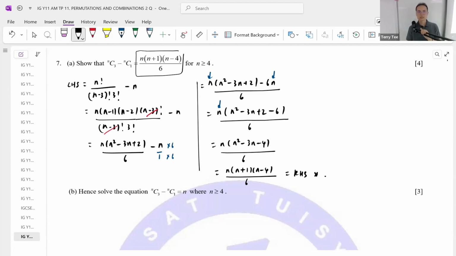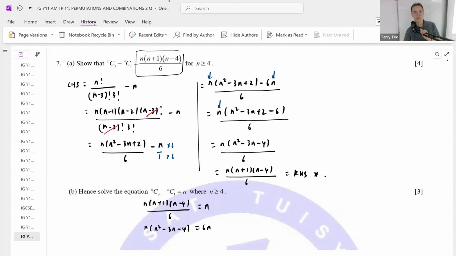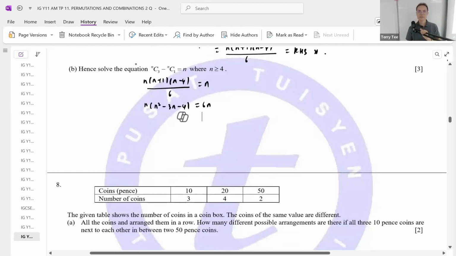Now, question say, this whole thing is now equals to n. So we can just copy n plus 1, n minus 4 over 6. Over 6, not 6 factorial. It is now equals to n. Now, the thing is, if you multiply over, what do you get? This is a bit long. Okay, I have to expand this again. Again, n squared minus 3n minus 4. This is 6n. Right? Guys, I move this out a bit. No space. This will be what? I bring the 6 over.